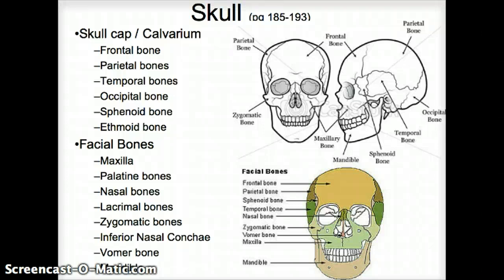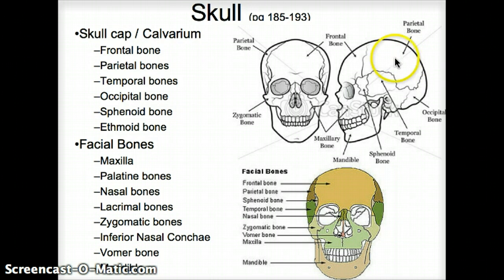So let's look at the skull. When we look at the skull, we have the head, the bony portion of the head. We have to differentiate between the skull cap, which is the calvarium, and that consists of a few bones. The frontal bone in the front of us, that's right here. The parietal bone, that's two of them actually, they're on the side here.